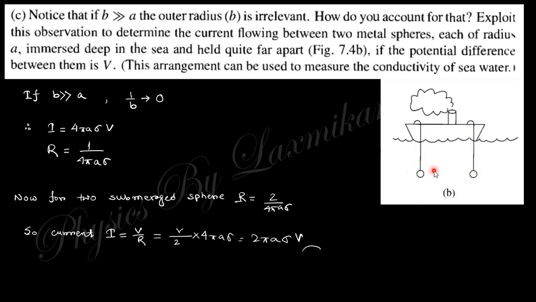Okay. So the corresponding resistance will be like that, because there are two spheres. For a single sphere, the resistance is this. So for two spheres, this is the resistance, and current is voltage by resistance. Voltage by resistance gives the current flowing through this system.